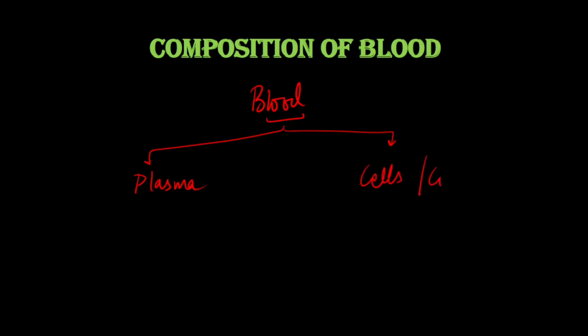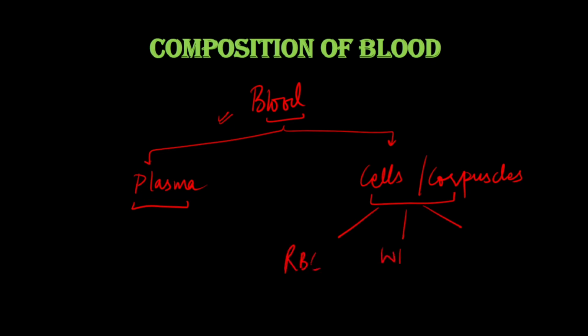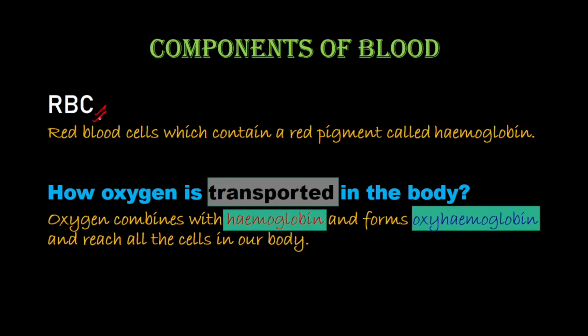Now what is blood that we will see, or what is the composition of blood that we will see? You know that it is a fluid. It is made up of two portions. The first one is plasma. The second one is cells, or you can also call it corpuscles, right? The plasma is the liquid portion because of which the blood seems to be liquid. Then the cells are of three types: RBCs, WBCs and platelets. The first component is RBC, or red blood cell, or erythrocytes.